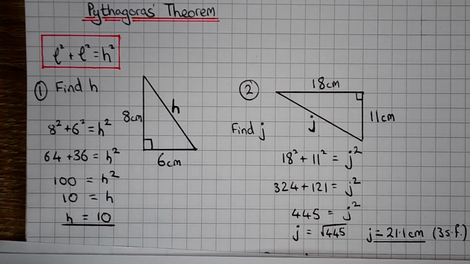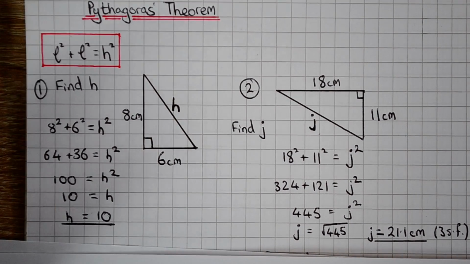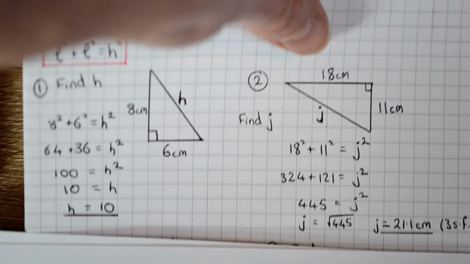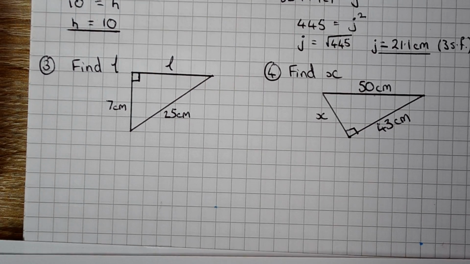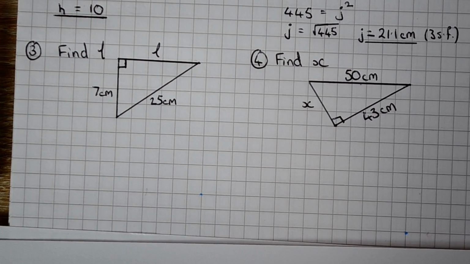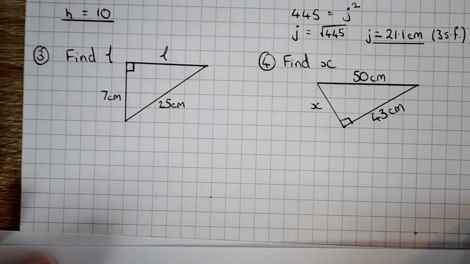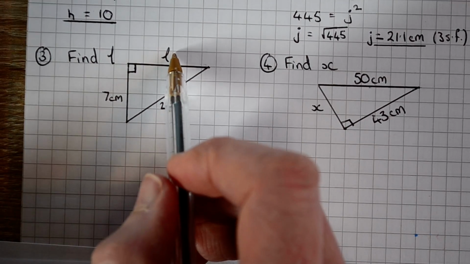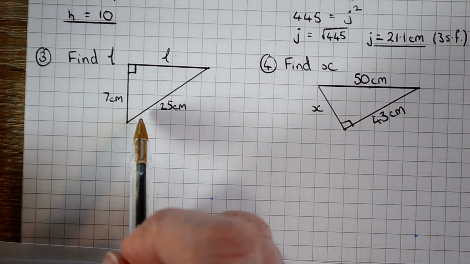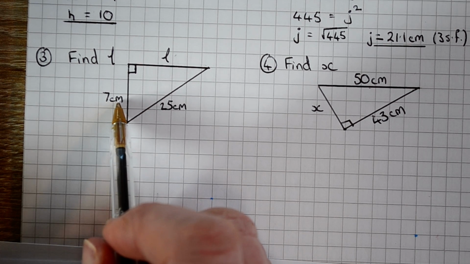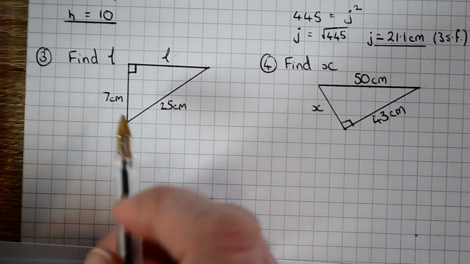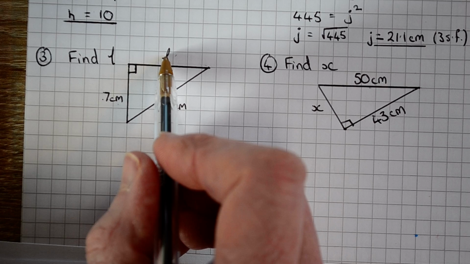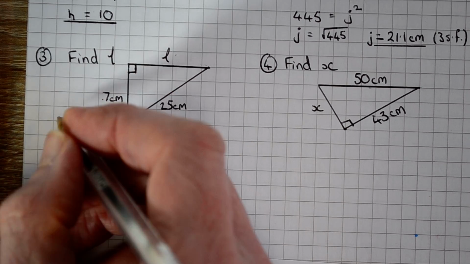What about when we're finding one of the legs instead of the hypotenuse? Okay, let's look at question 3. So here we're finding the length of a leg. Here's the hypotenuse and this is the other leg. So we can still say the leg squared plus the leg squared equals the hypotenuse squared.